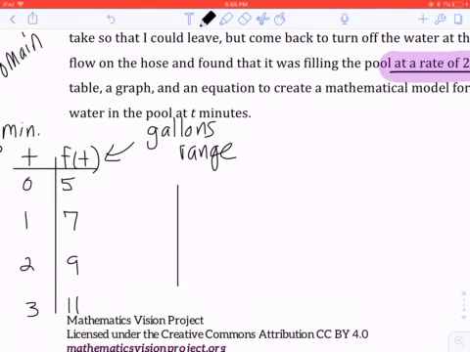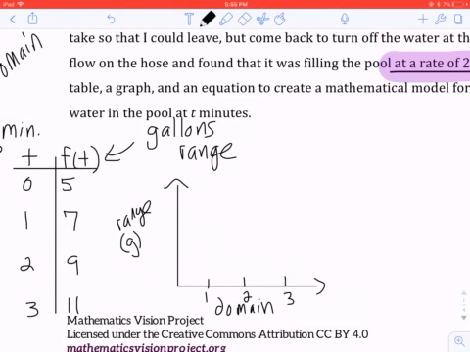So I'm going to make a pretty basic graph here. And here's going to be the difference. Down below here, I'm going to have my domain, which is going to be minutes: 1 minute, 2 minutes, 3 minutes, and so on. And my range up here is going to be gallons, so I'll put G here to represent gallons. And for the domain, I'm going to put minutes. Alright?